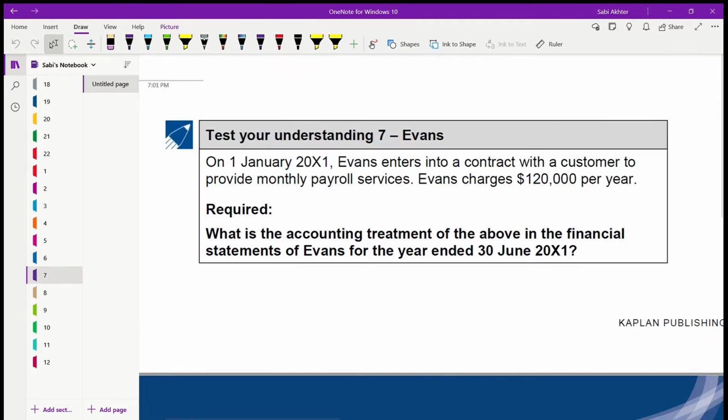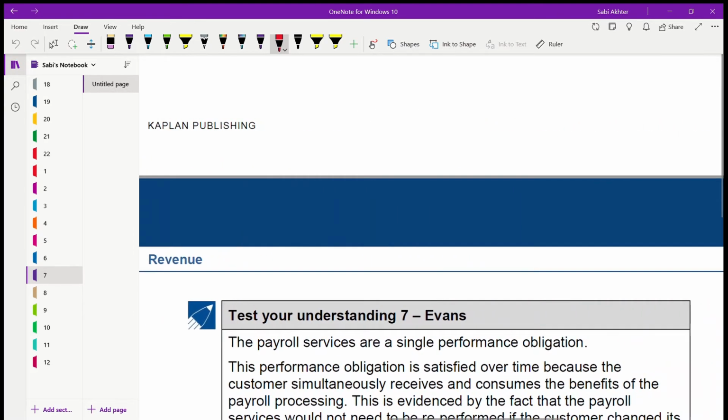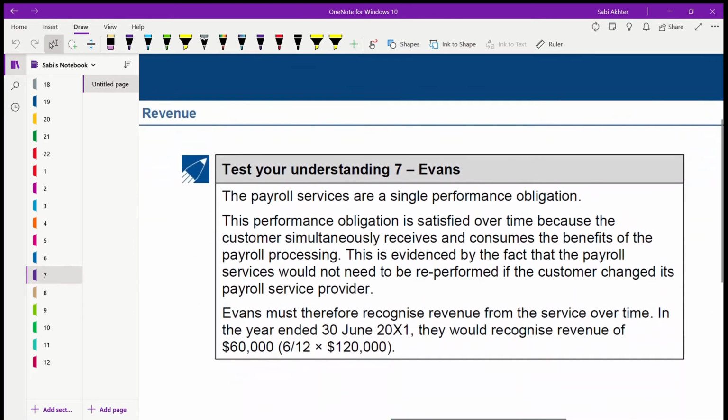Question 7. On 1st Jan 2001, a company enters into a contract with a customer to provide monthly payroll services, charging 120,000 per year. So we know that payroll services are a single performance obligation. This performance obligation is satisfied over time because the customer simultaneously receives and consumes the benefit of the payroll processing. This is evidenced by the fact that payroll services will not need to be reperformed if the customer changes payroll service provider.